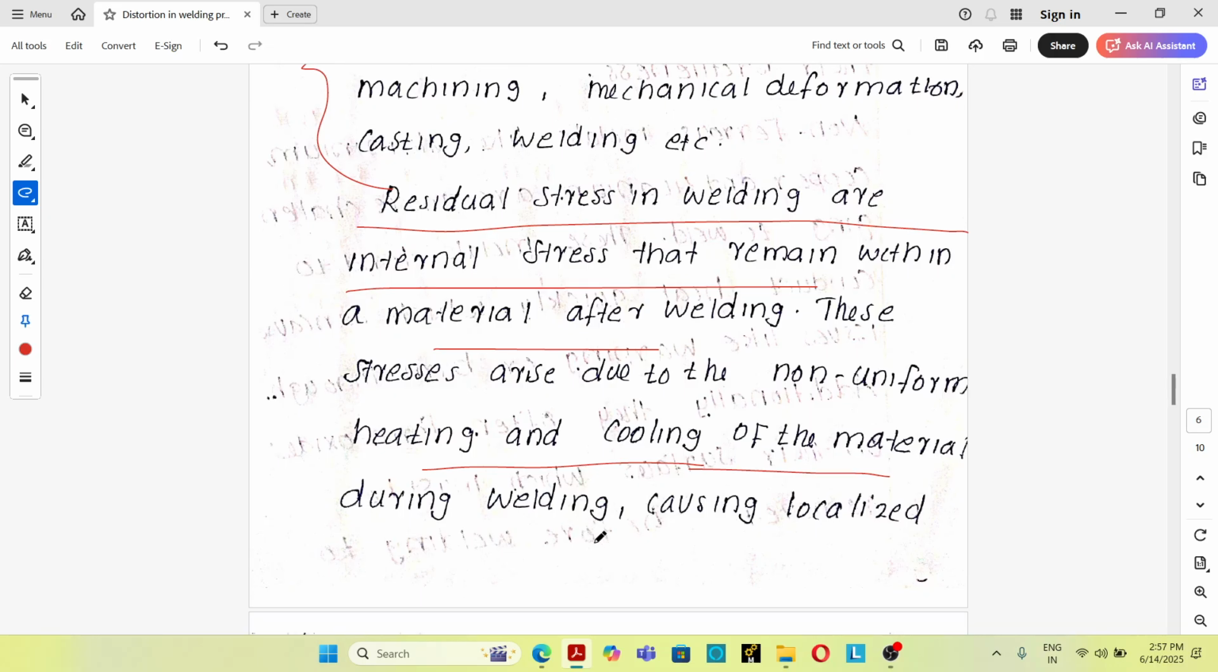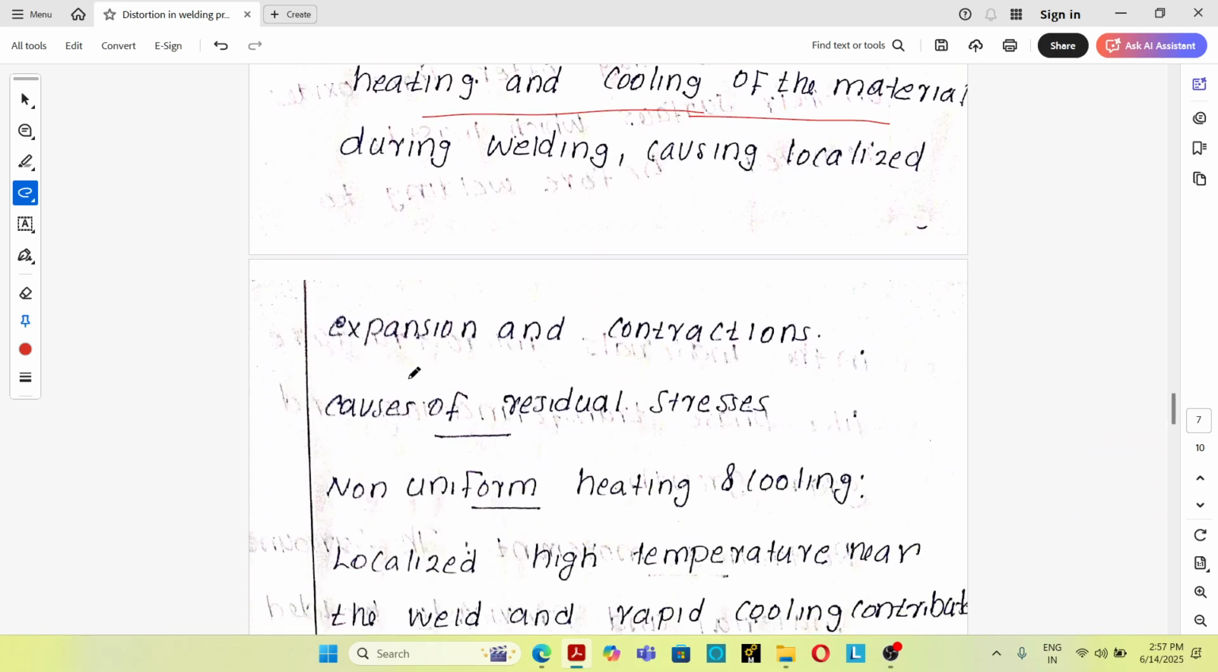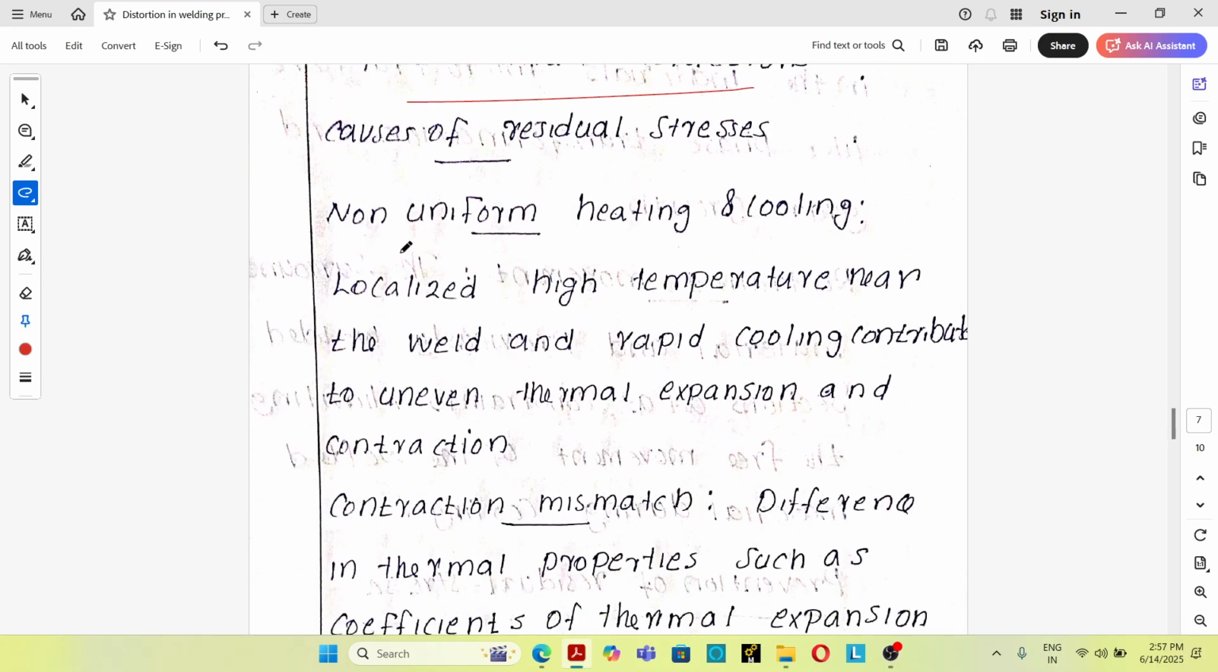So during welding, causing localized expansion and contraction that create residual stress. So causes of residual stress. First one, non-uniform heating and cooling. So non-uniform heating and cooling during welding process that creates residual stress.